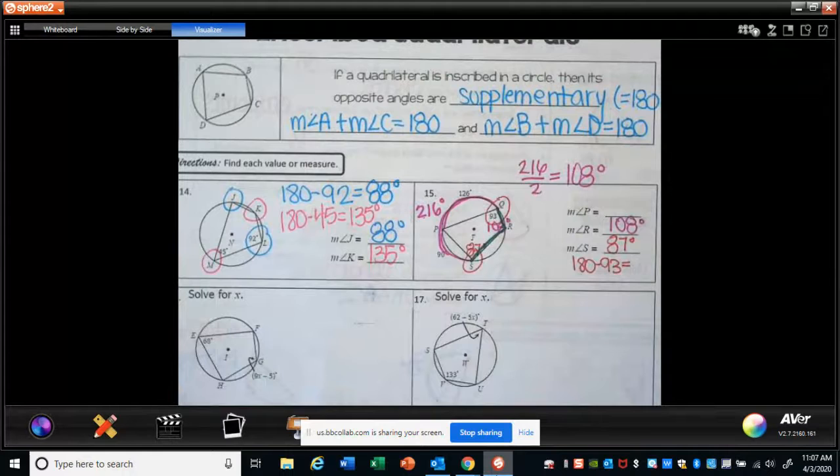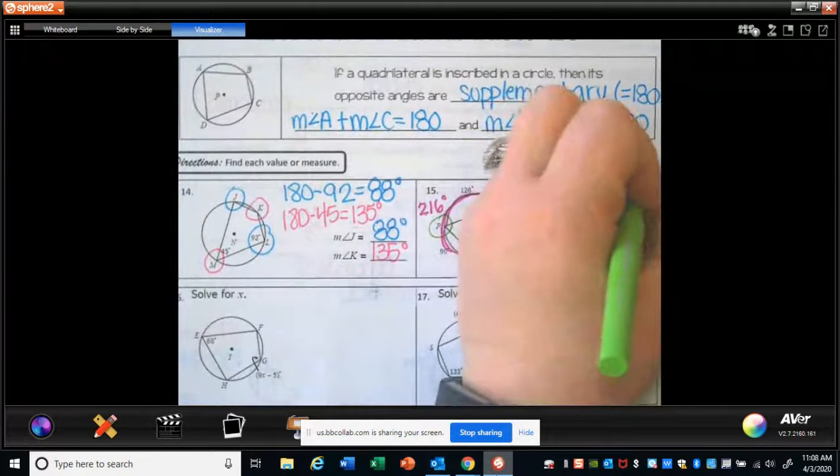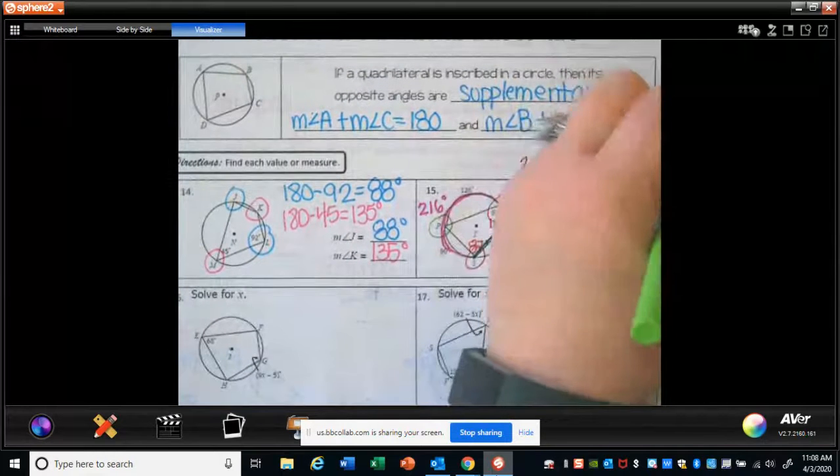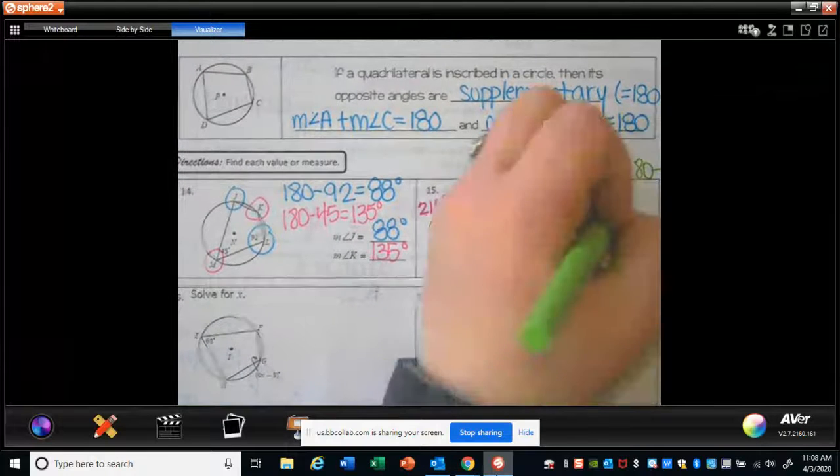So that took a little extra step, but now we can find P quite easily. We know P and R are opposite angles, so here we just simply say 180 minus 108, and that leaves me with angle P to be 72 degrees.